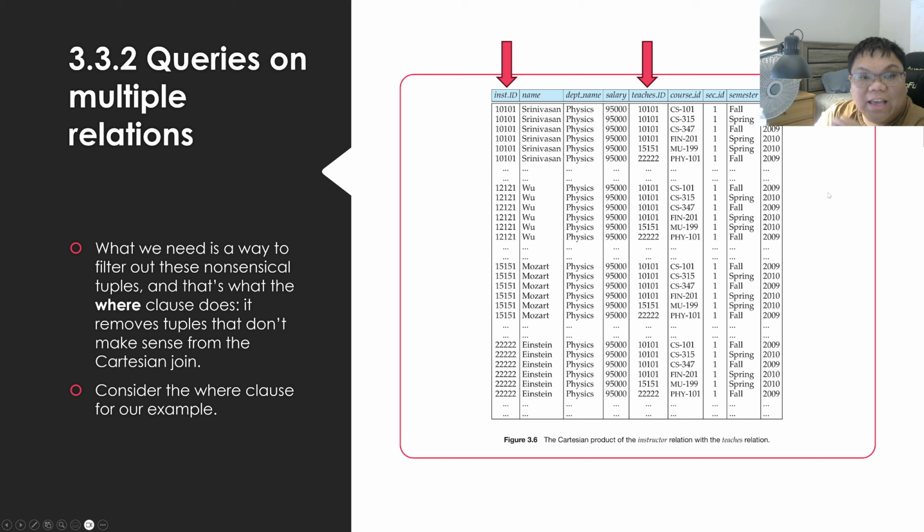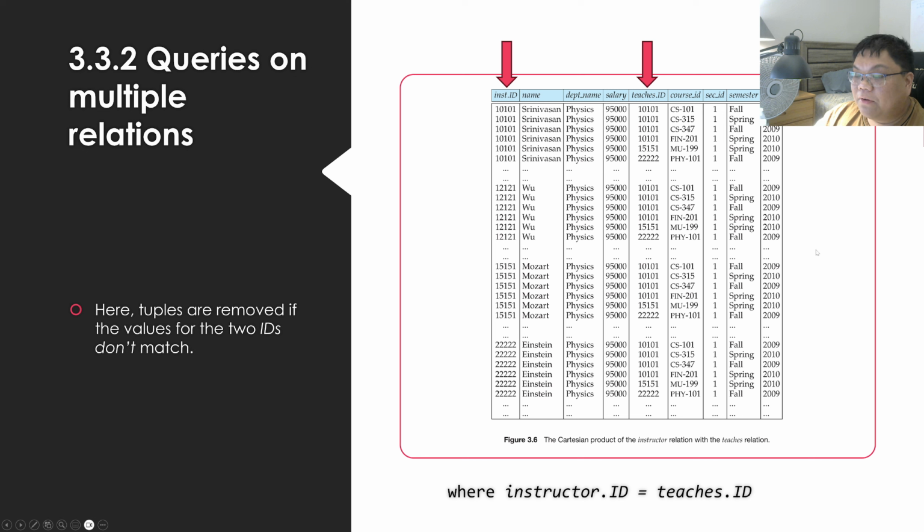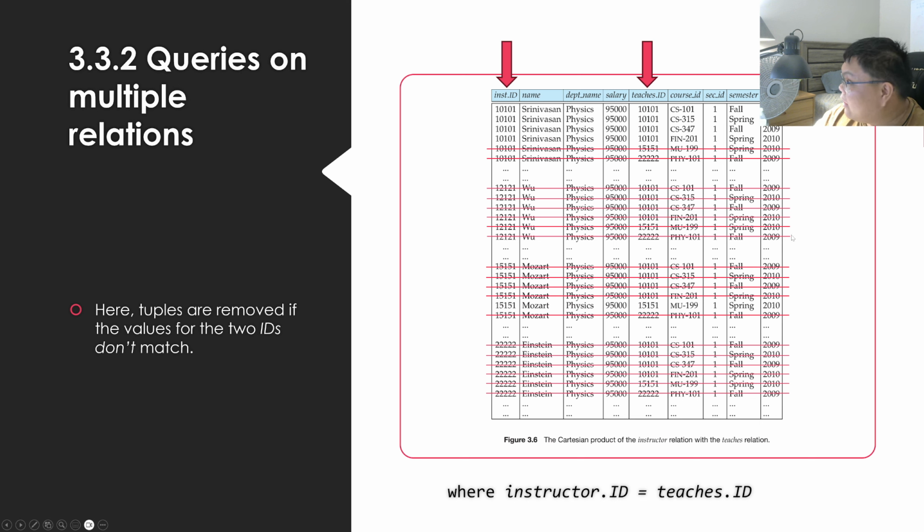So what we need to do is eliminate all of these nonsense rows. And that's what the where clause does. It removes the tuples that don't make sense from the Cartesian join. So let's look at our where clause, where instructor ID equals teacher's ID. And we've just seen an example where the values for ID did not match here and here. So we just remove those rows, and remove every row in which the value for instructor ID and teacher's ID does not match.